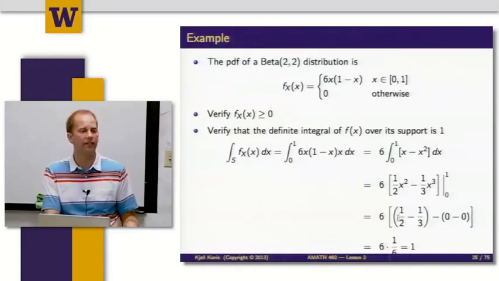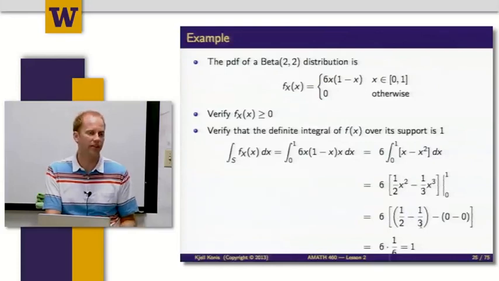And that equals, so 1/2 I could write as 3 over 6, and 1/3 I could think of as 2 over 6. So 3 over 6 minus 2 over 6 is 1 over 6. And I have this 6 out in front, and that cancels it out. So I verified that this function here, f of x, is a valid probability density function.